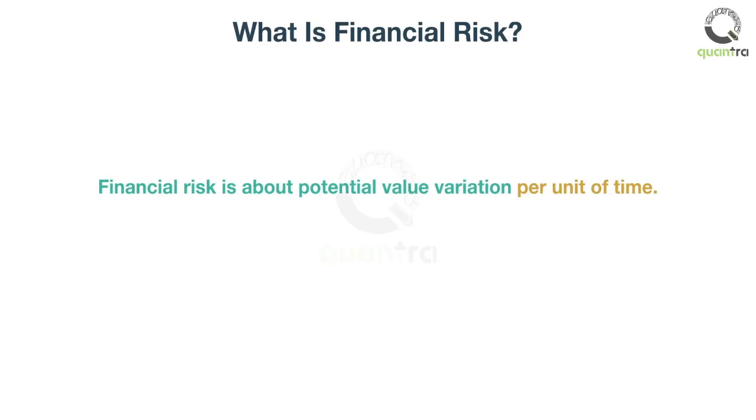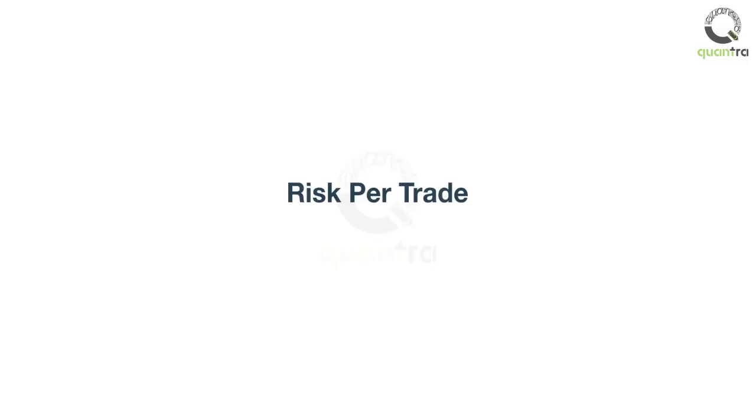Financial risk is about potential value variation per unit of time. That sentence is actually important enough to repeat again. Financial risk is about potential value variation per unit of time. Before digging into exactly what that means for finance in general, and our trading model in particular, let's look at the common misconceptions around risk.